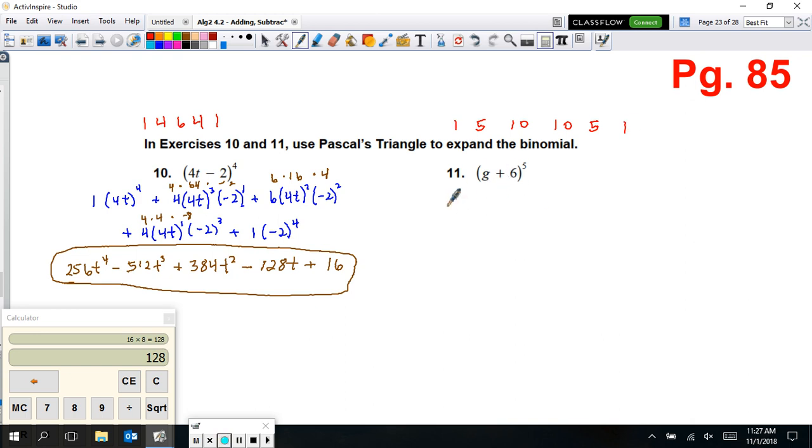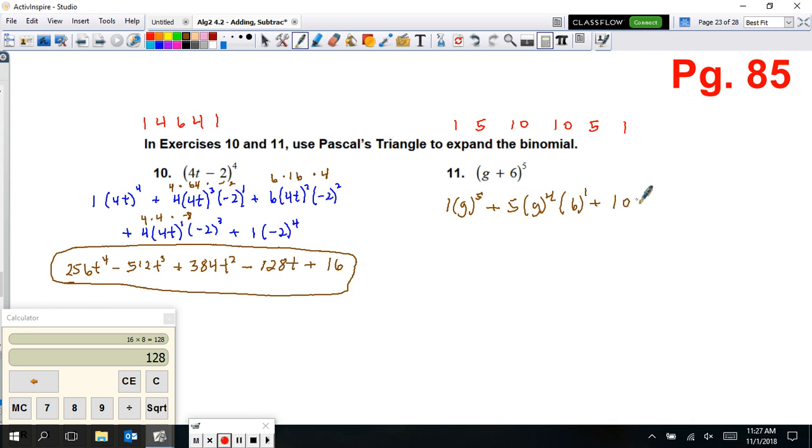So we need to first start off with the Pascal number 1. I'll do it this way, green first. So 1 here from Pascal number, and then G, so that's going to be my G is now going to be to the 5th power to start with. 6 will be to the 0, so I don't even need to write that one. I'll put my plus next. Next Pascal number is 5, and then my G now is going down 1 to the 4th power, and my 6 goes up 1 to the 1st.